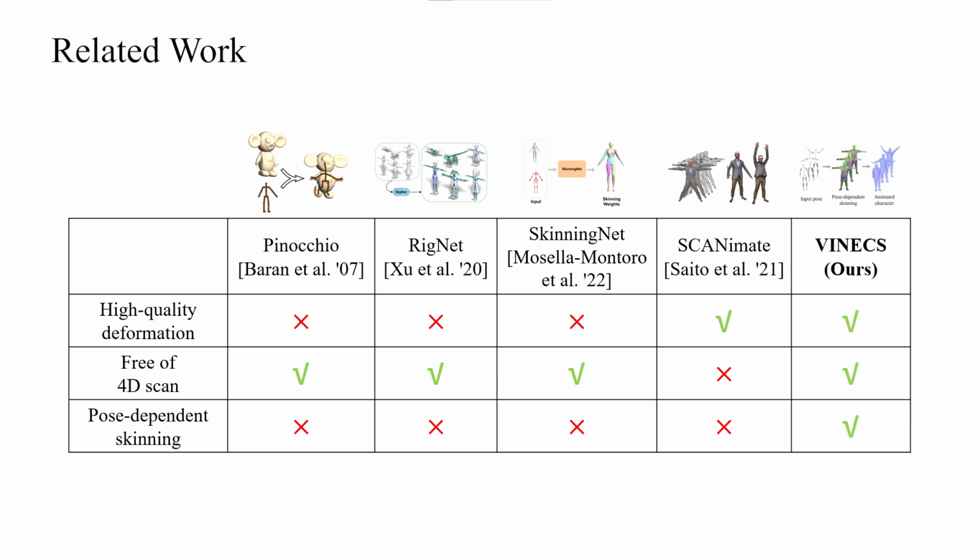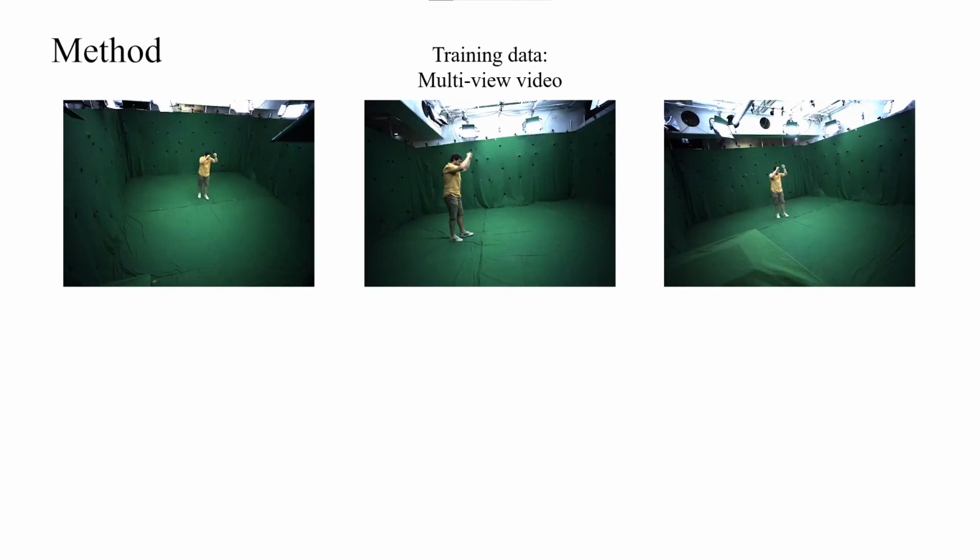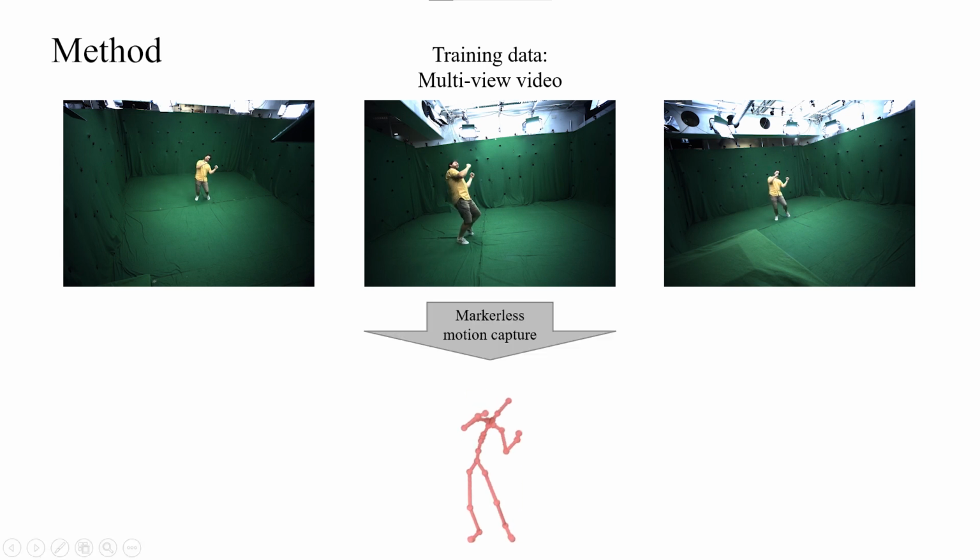This paper addresses the challenges mentioned above and introduces the first approach to learning a fully rigged character with pose-dependent skinning weights from a multi-view video, without any 3D supervision. For training, all our model requires is a calibrated multi-view video. It then recovers the skeletal pose using markerless motion capture.